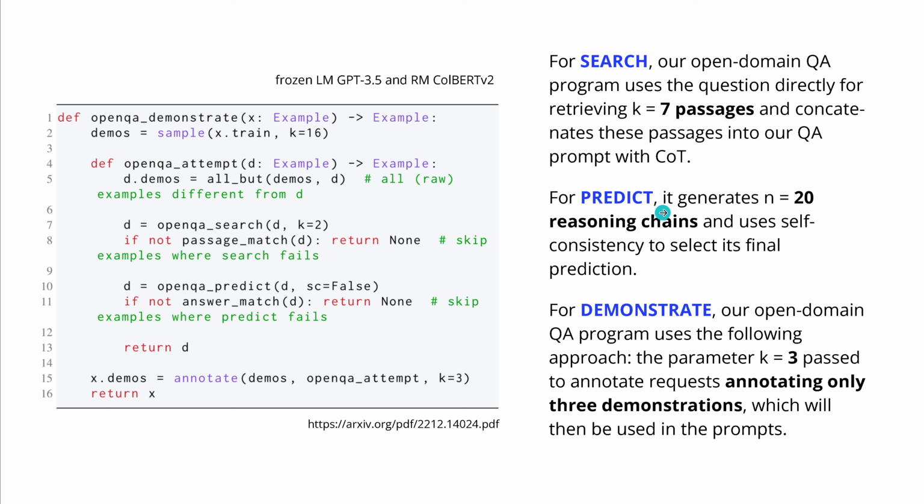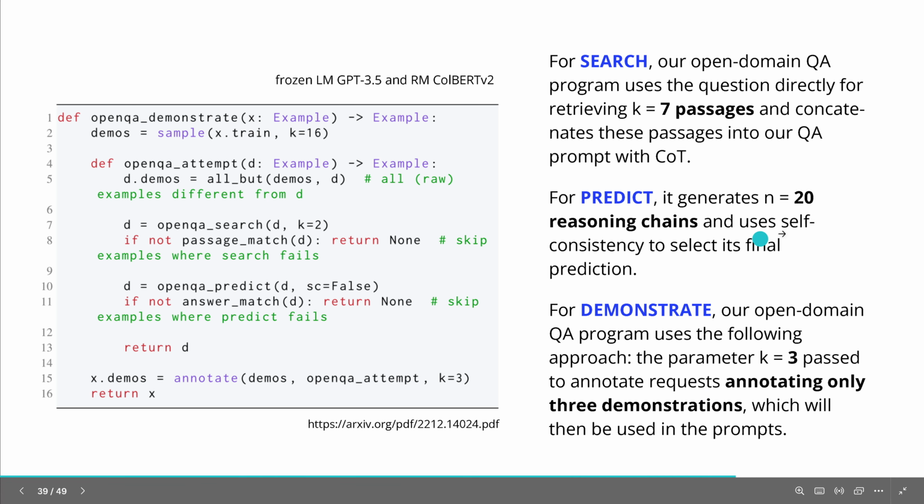And then in the predict phase, they let 20 reasoning chains be generated by the LLM, and it uses self-consistency to select its final prediction. So 20 reasoning chains, and find out which is the best one. And you already see where we could go with a programmable model here a year later. And then in the demonstrate phase, they said k equals 3. So annotate requests annotating only 3 demonstrations as additional training data, which will be used in the prompts. Beautiful. Here is the pseudocode for you.